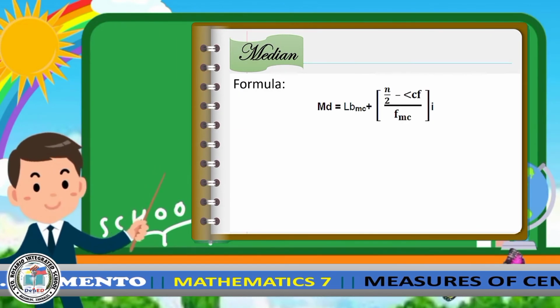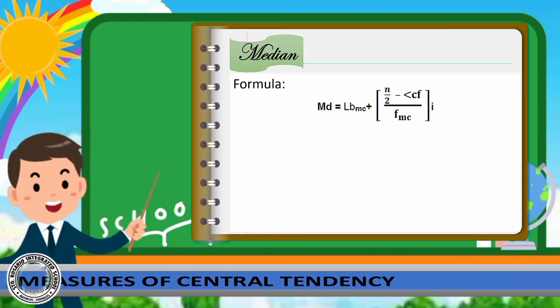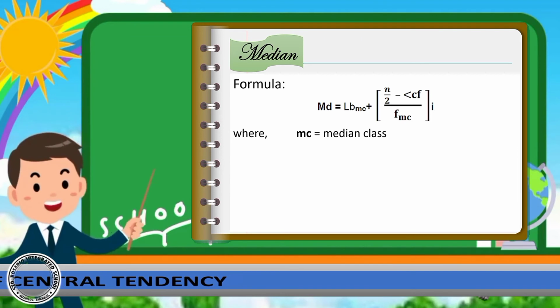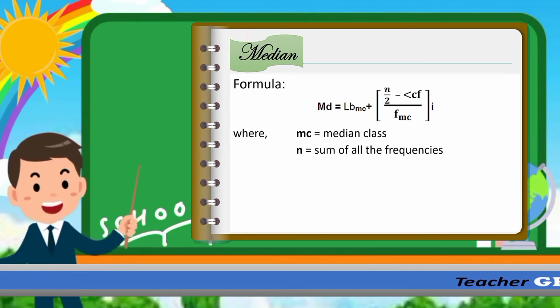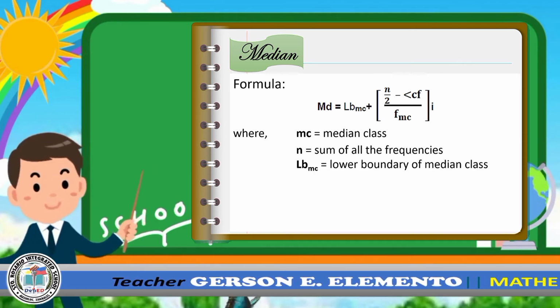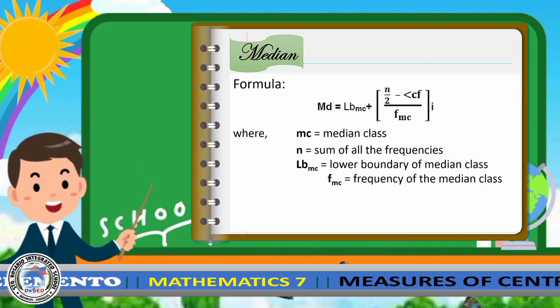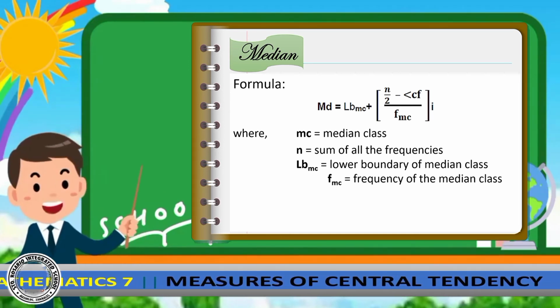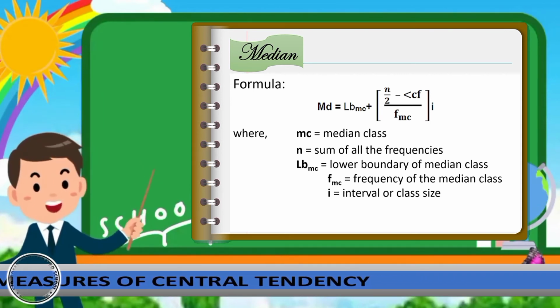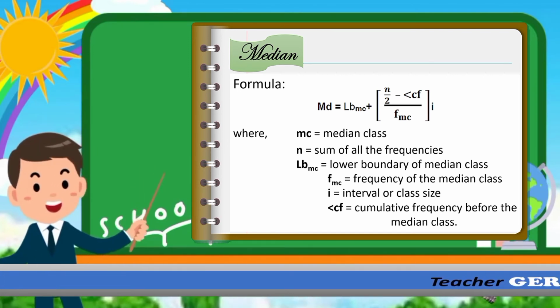On the other hand, to find the median, we use the formula where MC equals the median class. N is the sum of the frequencies. LB sub MC equals lower boundary of median class. F sub MC equals frequency of the median class. And i is the interval or class size. Less than CF equals cumulative frequency before the median class.